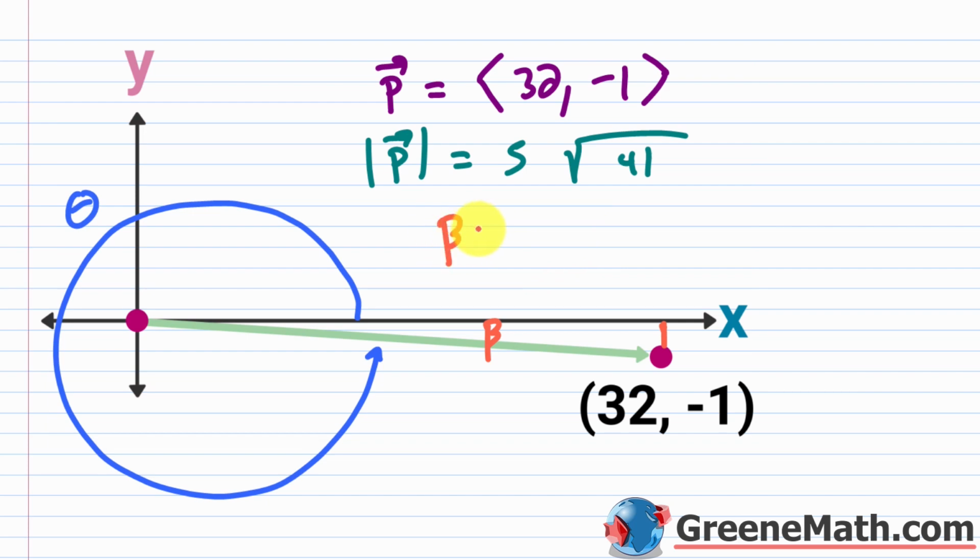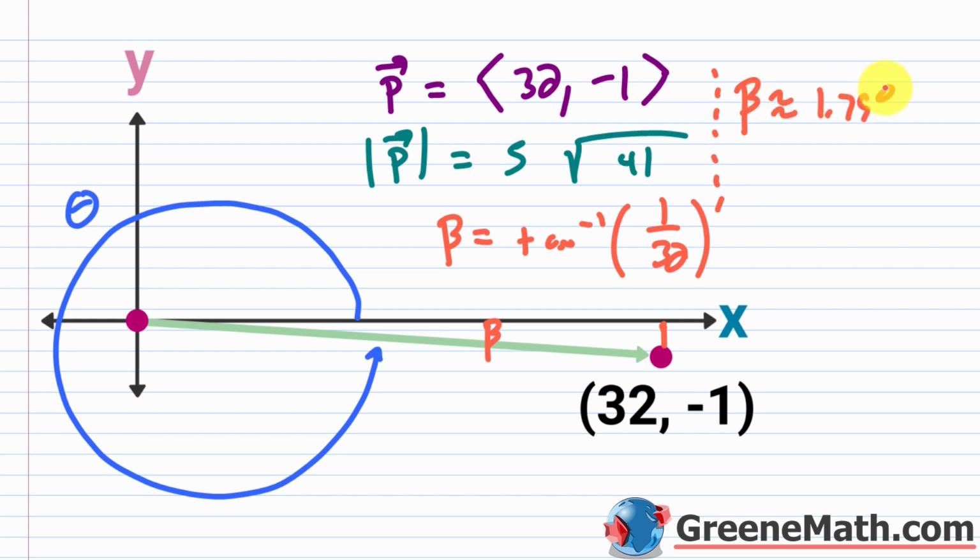So you could say that beta is equal to the inverse tangent of 1 over 32. So key that into your calculator, and if you round to the nearest hundredth, you're going to get about 1.79 degrees. So let me put this over here. I'm going to put that beta is approximately 1.79 degrees. Now you could write this in to your little sketch here if you want. So we'll say that this is about 1.79 degrees.